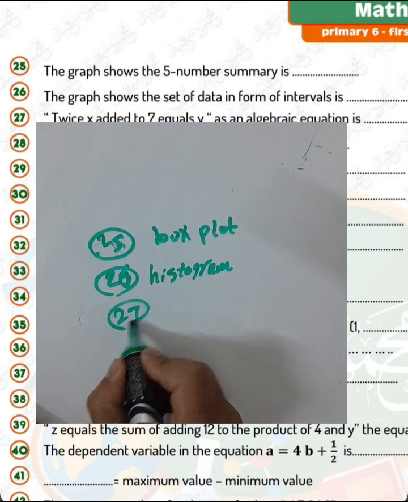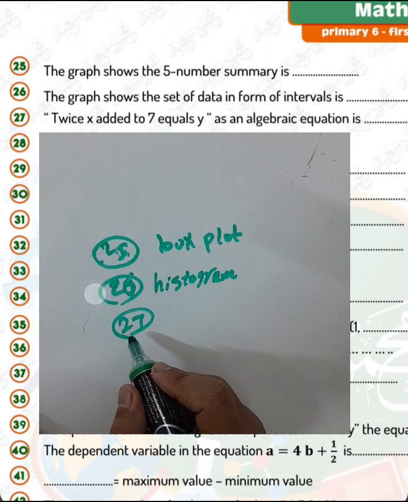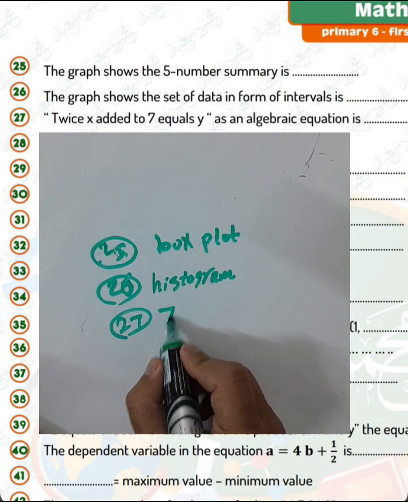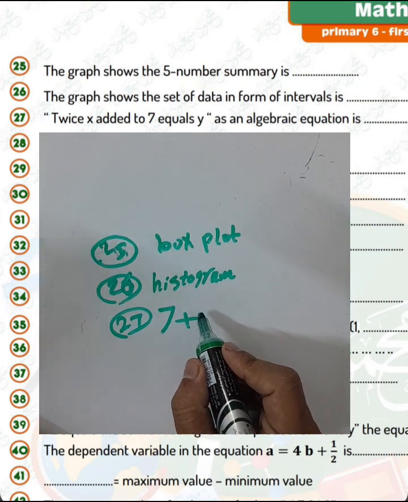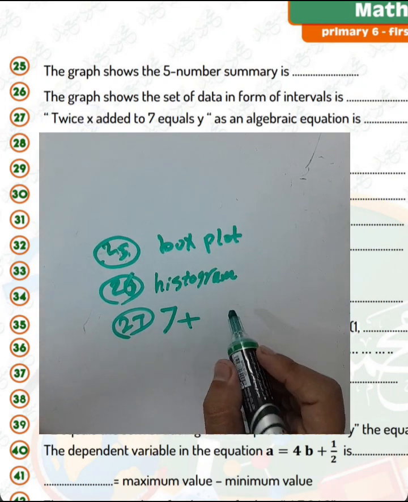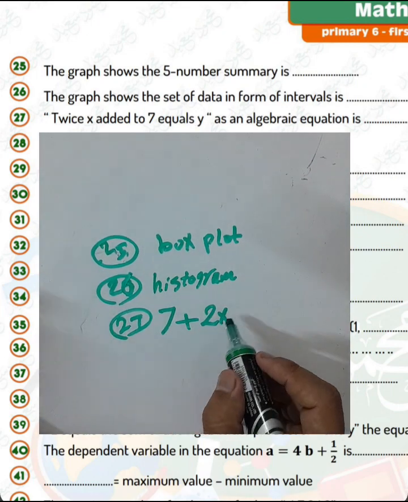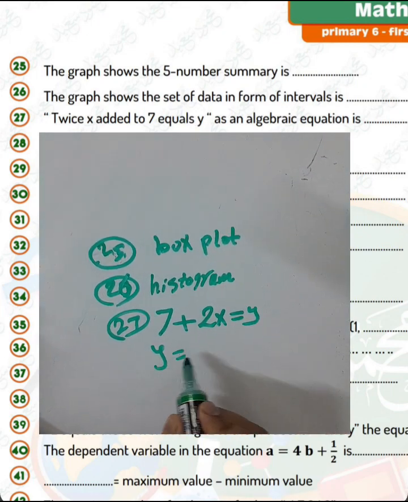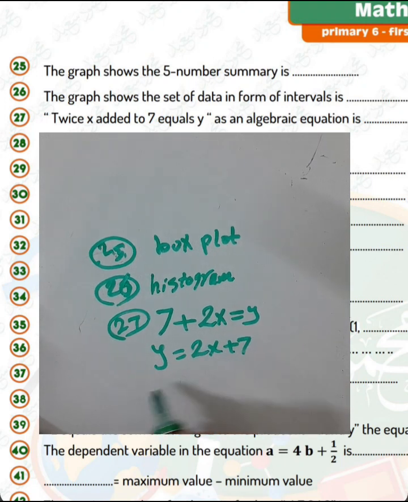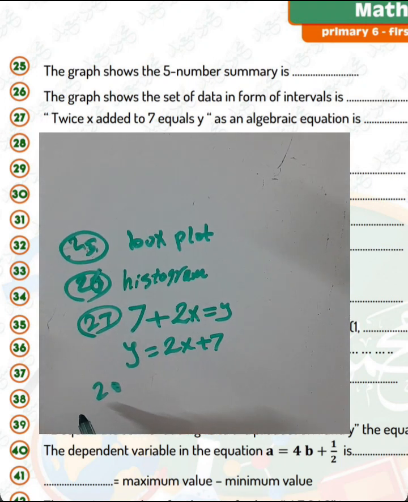Question 27. Twice x added to 7, we must write 7 plus what? Twice x, it will be 2x added to 7 equals y, or you can write y equals 2x plus 7. Okay.